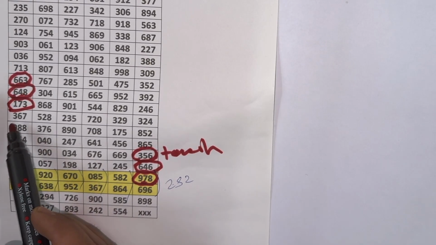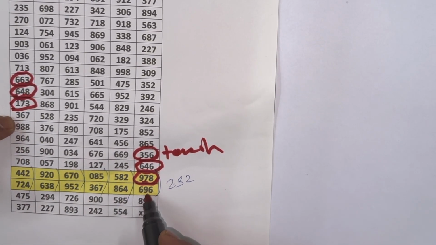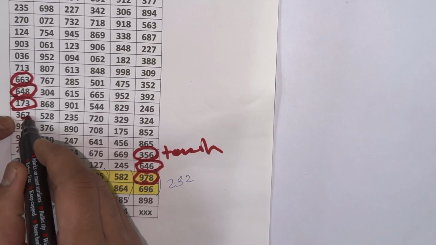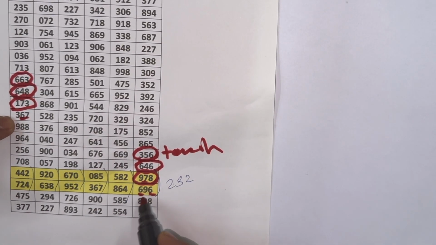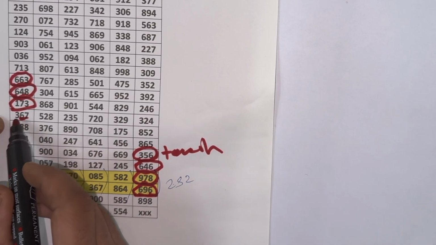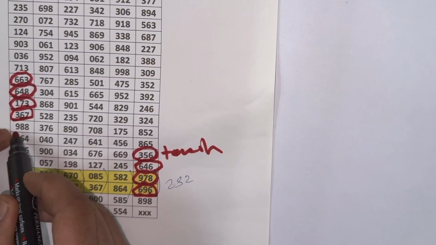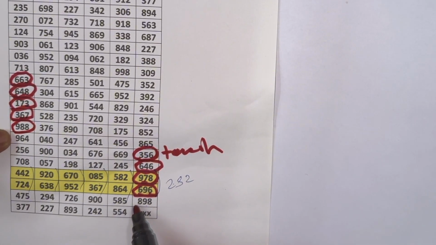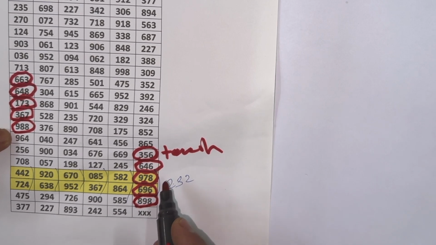Okay. The next one, 3, 6, 7, and the result was 696. So 6 and 6 here, touch. Next one, we had 988, and here we have 8 and 9, touch.